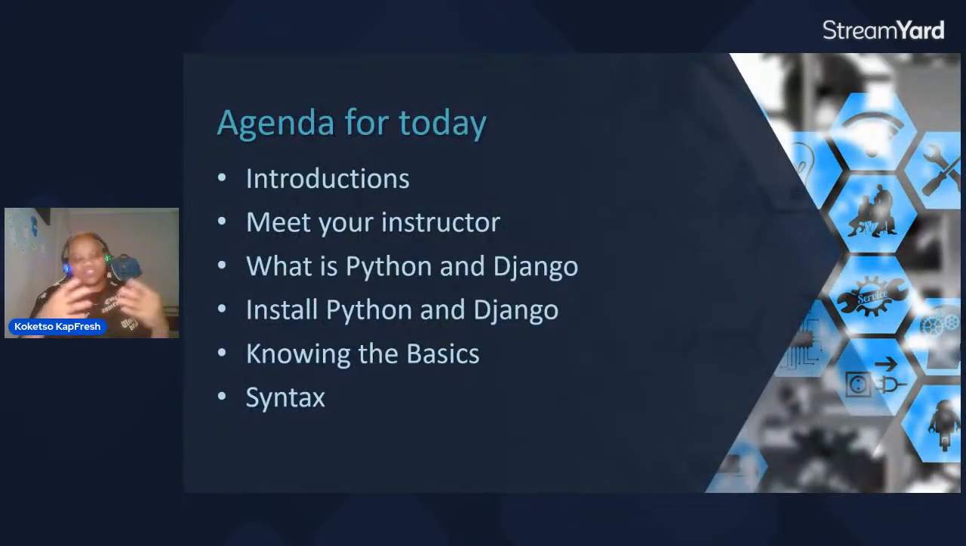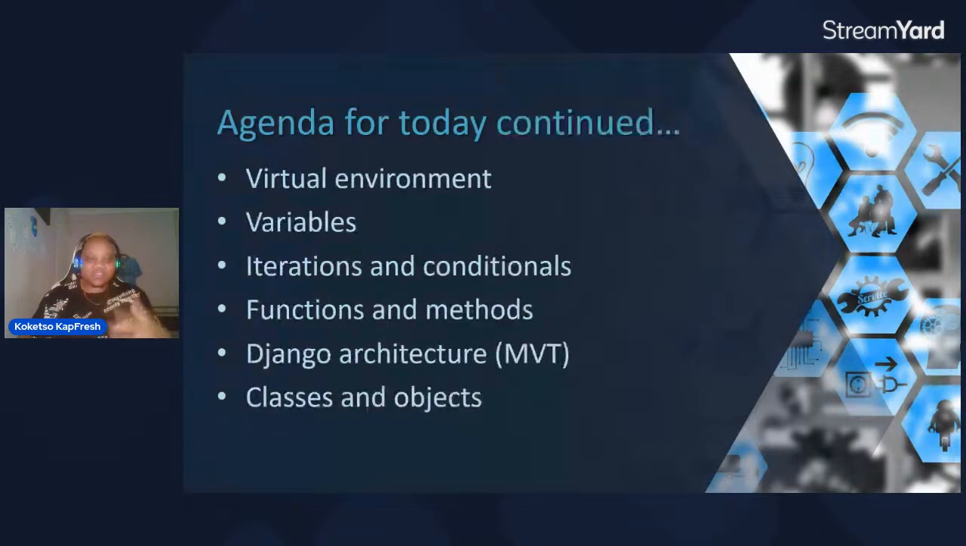So let's look at the agenda for today. First of all, we're going to be doing the introductions. I'll be talking about what exactly is Python and what is Django, how to install Python and Django, as well as knowing the basics. The basics cover things like the syntax. We'll be talking about virtual environments, variables, iterations, conditions, functions, methods, as well as the Django architecture, which is called the MVT, classes, and objects.